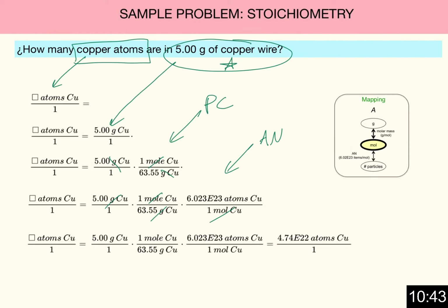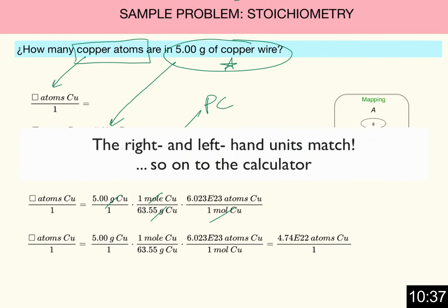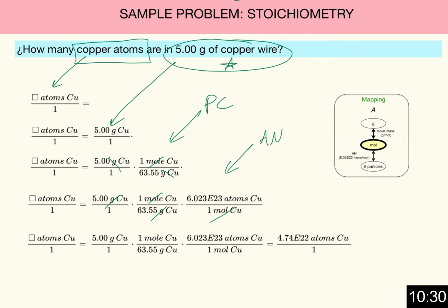And now you can see what I have at this point. I have the unit on the right of atoms of copper, and what I'm looking for in the box is atoms of copper. It is only at this point that I pick my calculator up and come up with the correct answer of 4.74 times 10 to the 23rd atoms of copper in 5 grams of copper wire.